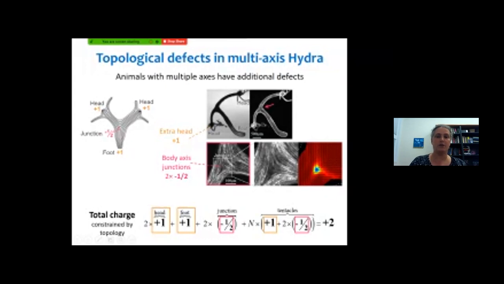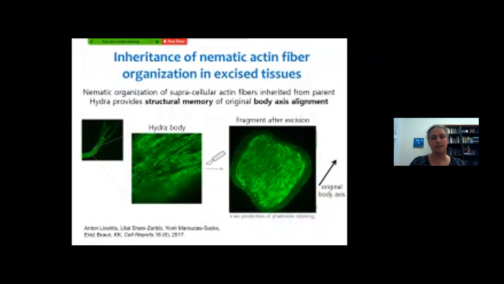Now let's consider the regeneration process. If we look at excised tissue pieces, they are excised from the body of the Hydra, and you see that the body has this beautiful parallel array of actin fibers. When we cut a piece of tissue, in this case a square fragment, it will inherit this organization of the fiber, and we have this parallel array in the excised tissue, which provides a structural memory of the original body axis.